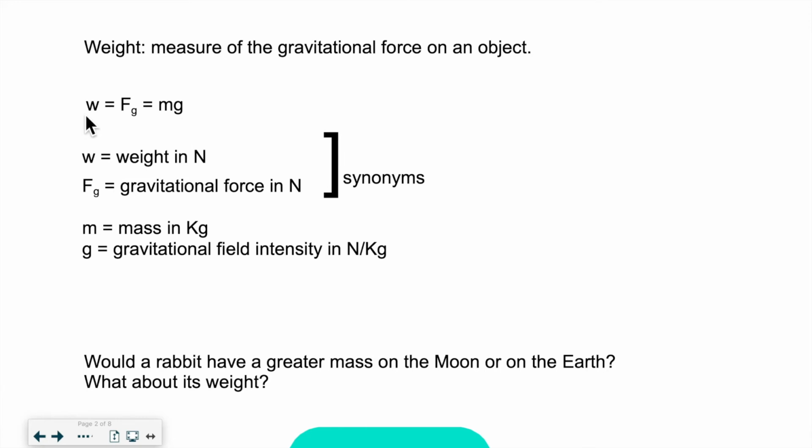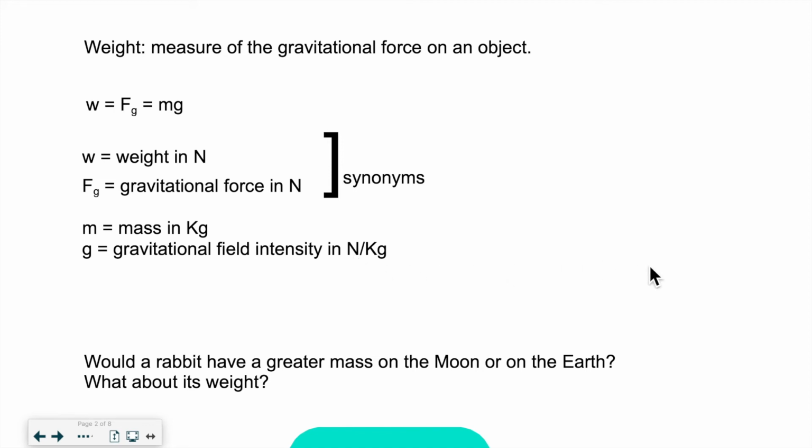Now, weight, because it's a force, is measured in newtons. So remember that newtons is the unit for force. So these are synonyms as I explained. The mass is in kilograms. Everything in physics is measured in kilograms in terms of mass. And the gravitational field is 9.8 on Earth. This is Newton per kilogram of mass. So a force per kilogram of mass.